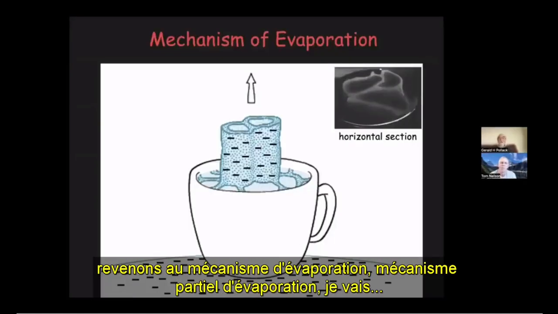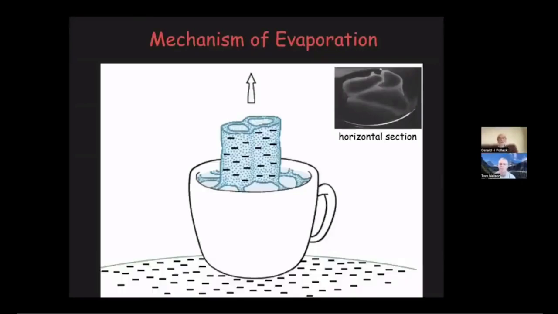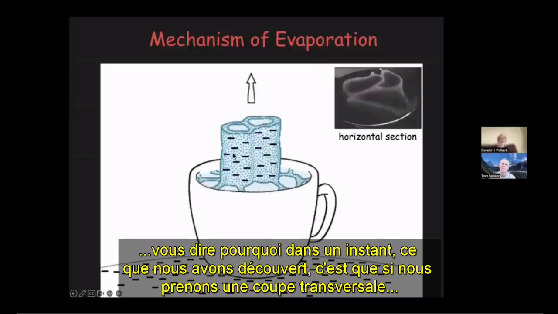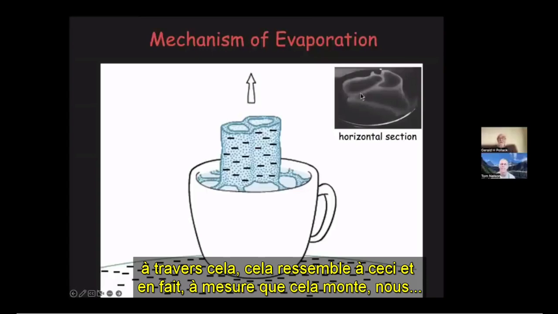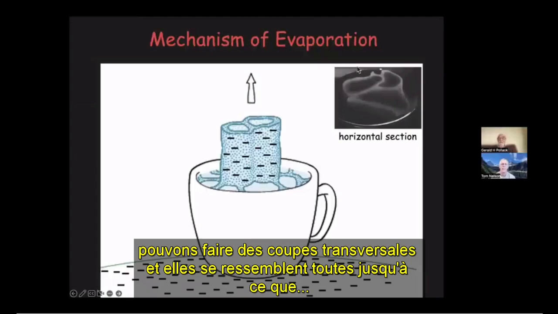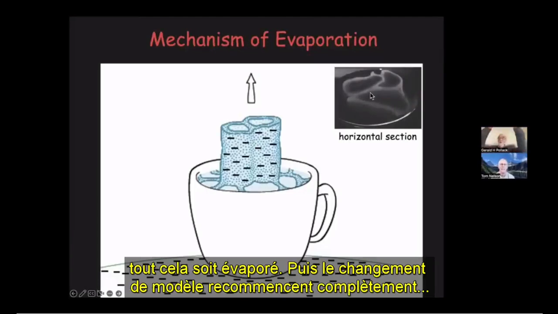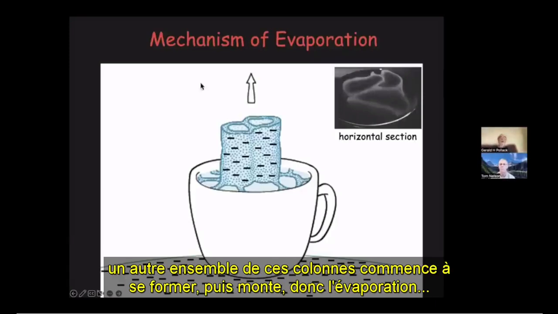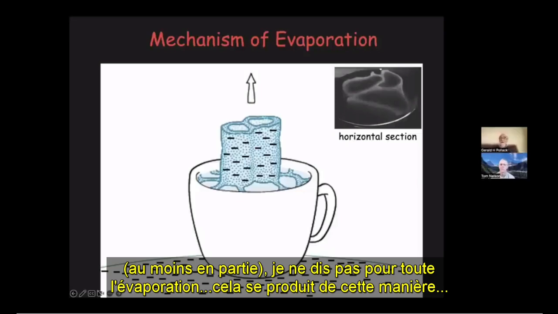And so back to the mechanism of evaporation, partial mechanism of evaporation, I should say. I'll tell you why in a moment. What we found is if we take a cross-section through this, it looks something like this. And in fact, as this is rising up, we can do subsequent cross-sections. They all look pretty much the same until this is all evaporated. And then the pattern changes completely and starts all over again. Another set of these columns begins forming and then rises up. So evaporation, at least in part, I'm not saying all of evaporation, occurs in this manner.